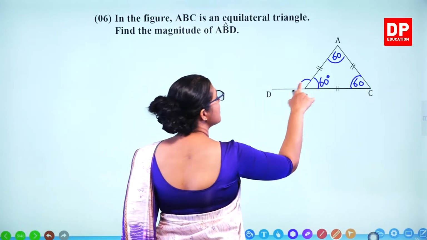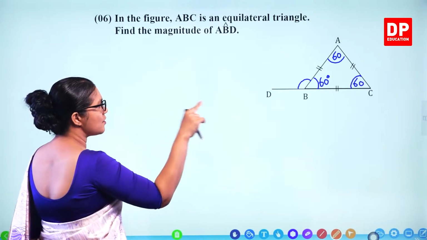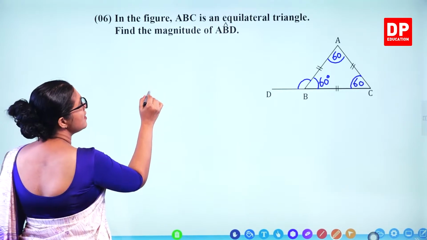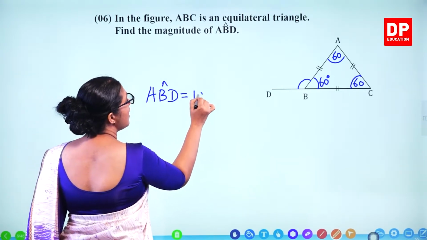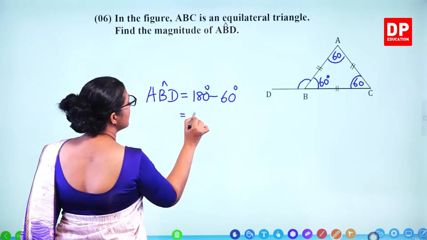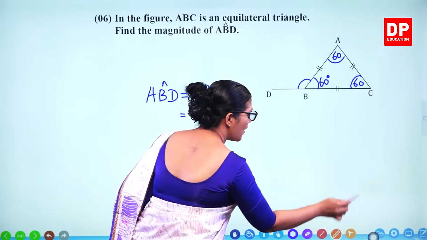So if this is 60, what is this angle? That's 120 because that's a straight line. DBC is a straight line. So you can straight away write angle ABD is 180 minus 60 degrees, 120 degrees. So 2 marks for that.